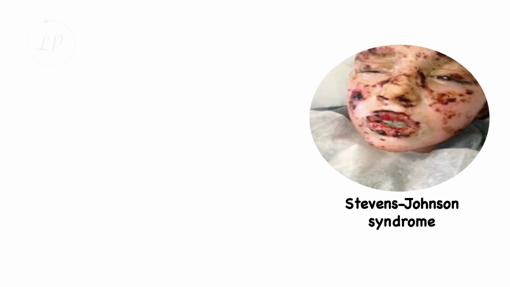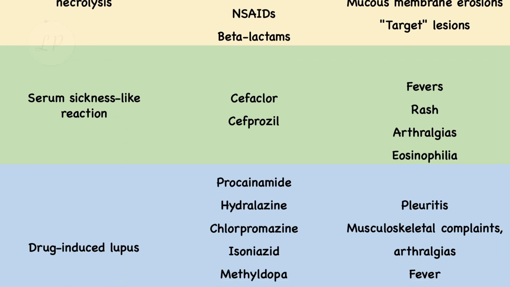Serum sickness, Stevens-Johnson syndrome and drug-induced lupus are some examples of idiosyncrasy reactions. Go through some of the other such conditions and their symptoms.